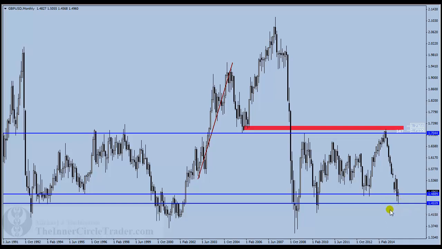So we're looking at higher time frame charts with an idea of where institutional traders are most likely interested in trading, based on what's already happened in the past and previous footprints that they've left.